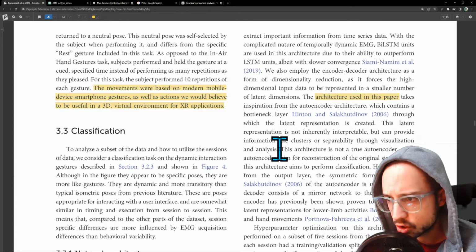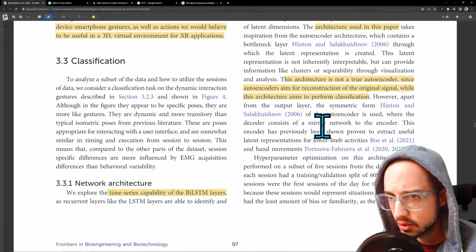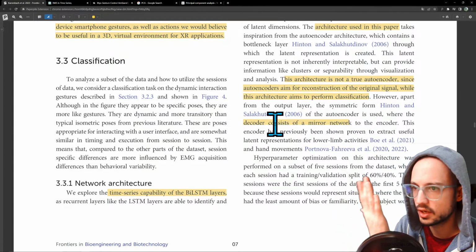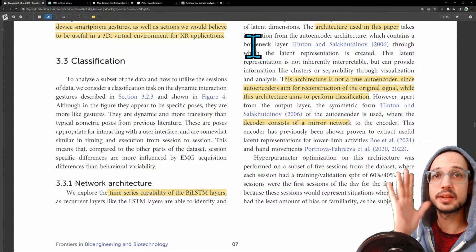This architecture is not a true autoencoder, while this architecture aims to perform classification. Okay, the decoder is a mirror. So sometimes in these encoder-decoder paradigms, the decoder network is basically just the exact same thing as the encoder, just flipped.